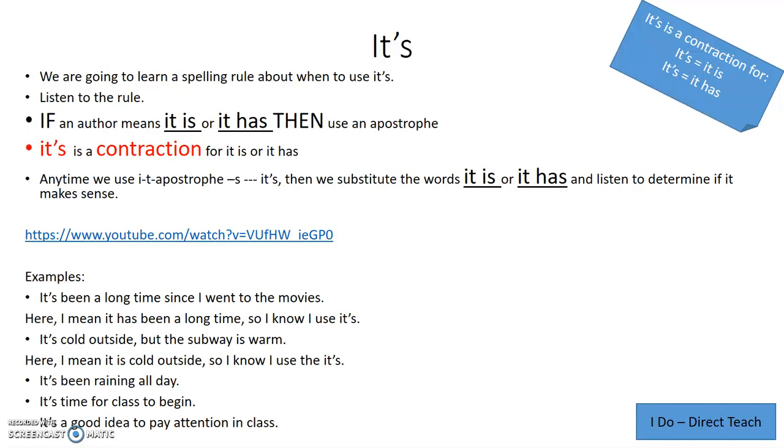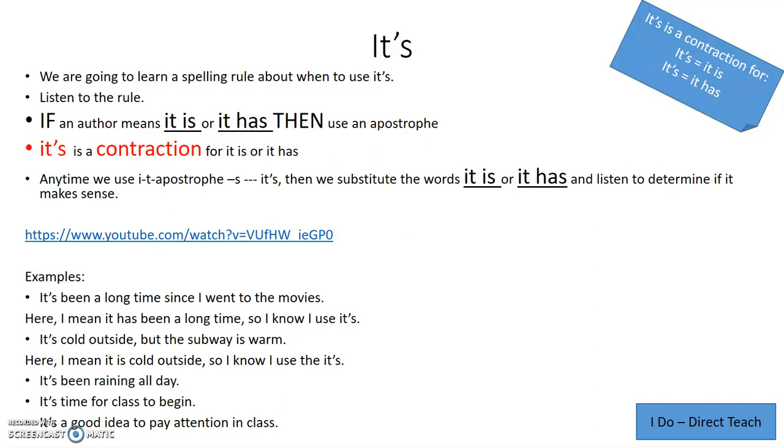It's time for class to begin. It has time for class to begin. Does that make sense? No. It is time for class to begin. Does that make sense? You got it, boys and girls. It is time for class to begin.